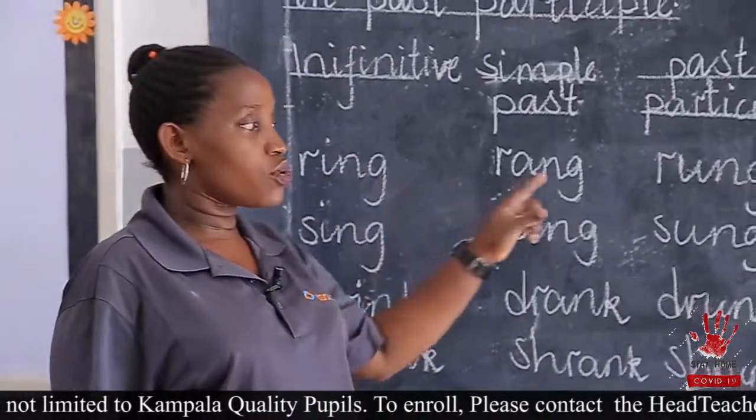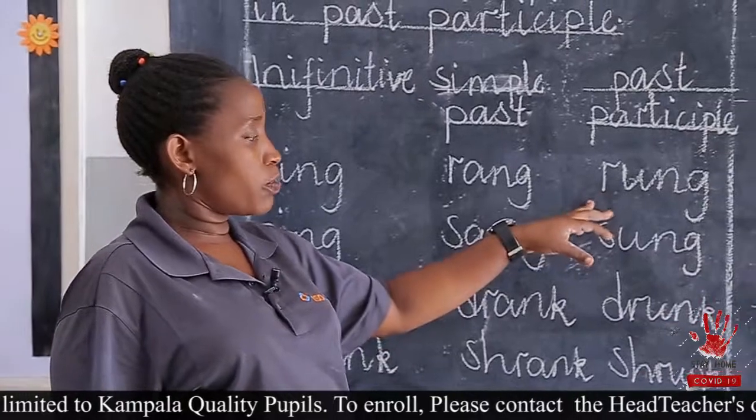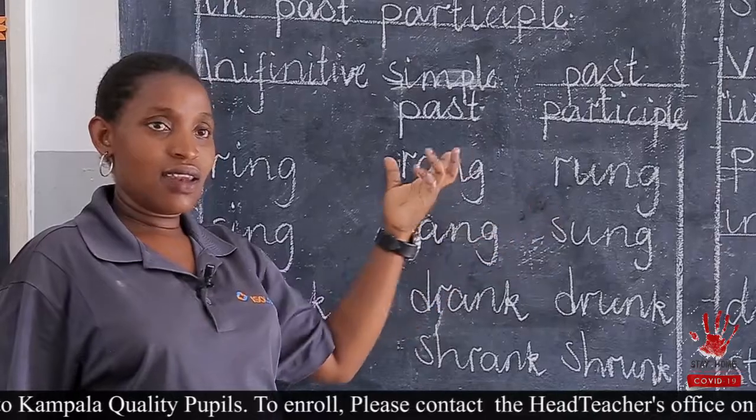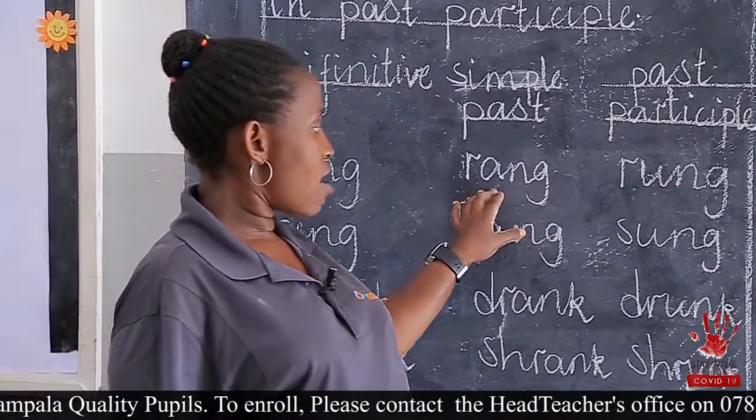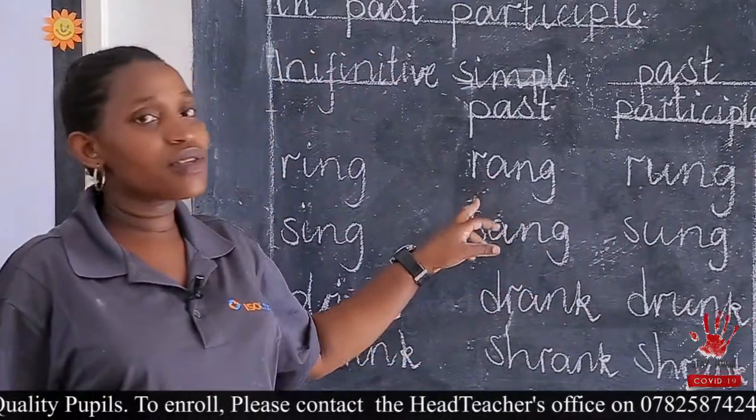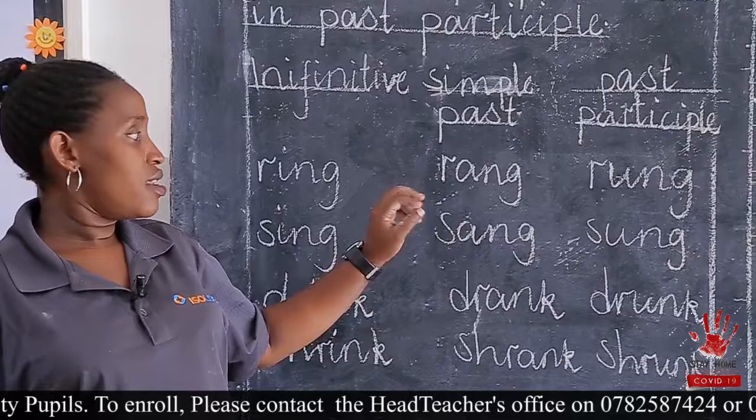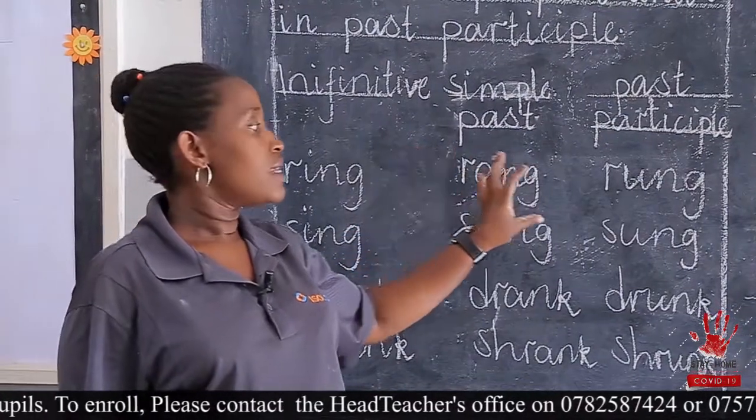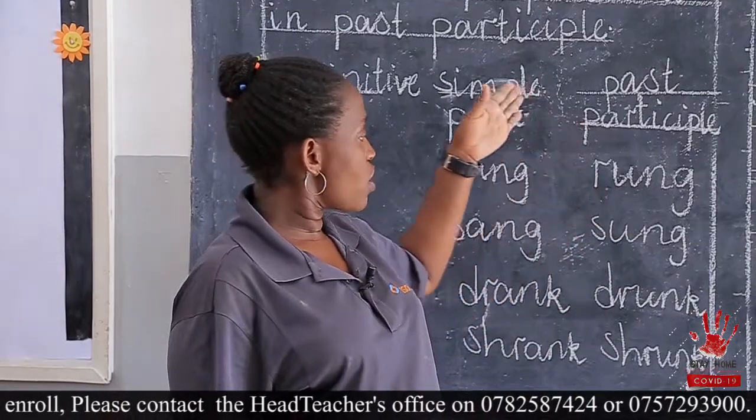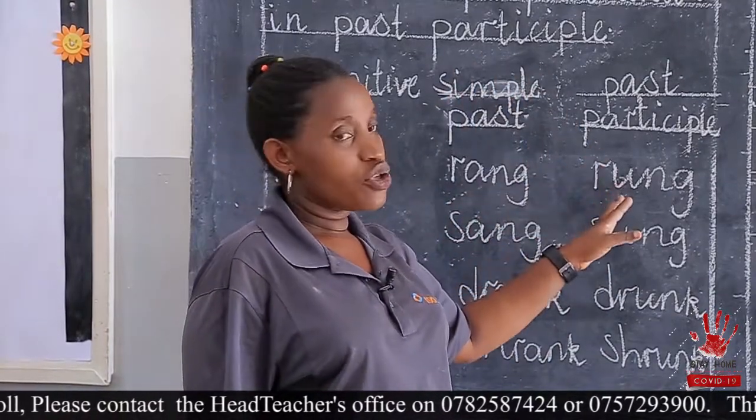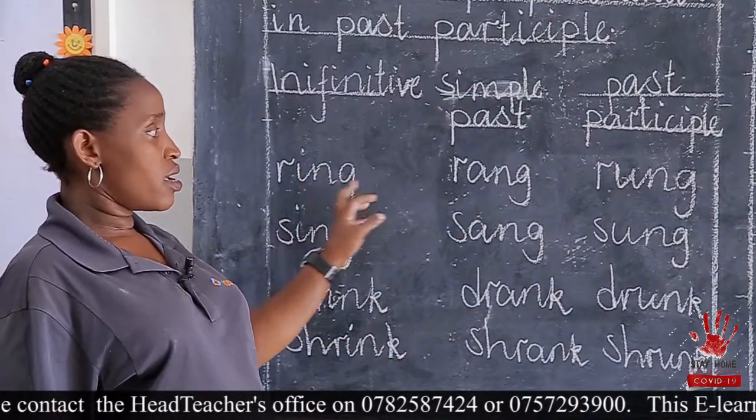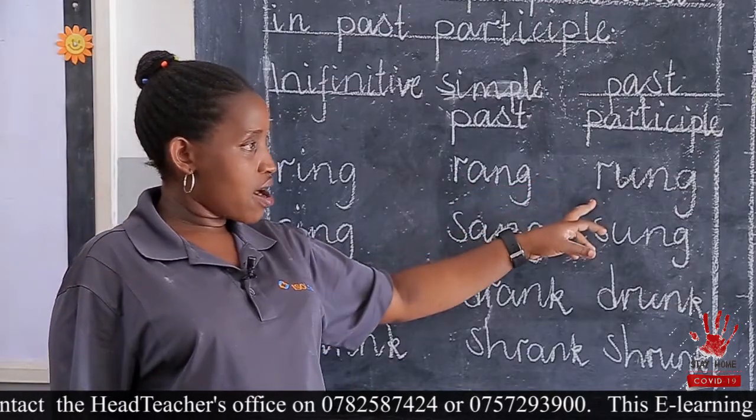But what will help us to know that this is a past participle, we shall look at it when we are looking at tenses. Because someone will ask, now teacher, you are saying this is a rang and this is a rung. When should I use rang with A? And when should I use rung with U? Now, this is a past tense and this is a past participle. When we come to tenses, we shall be looking at how we use A and how we use U. Don't say you don't know how you're going to use them. So we have ring, rang, then rung.